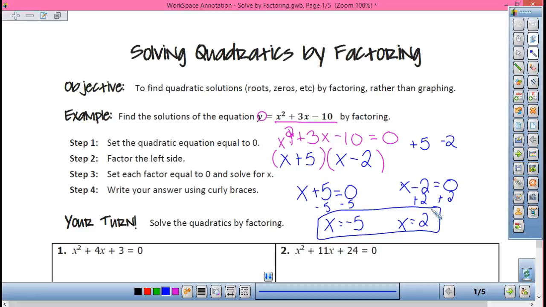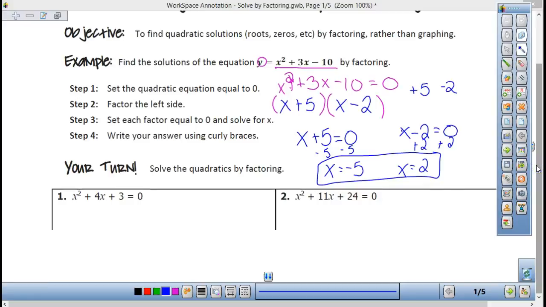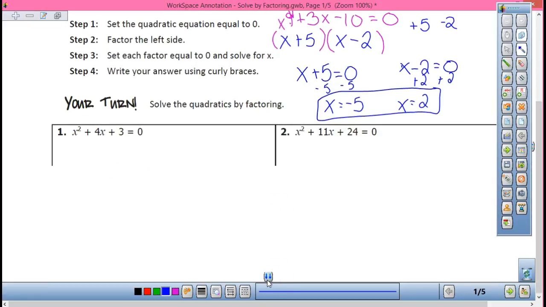Okay, so things that you need on your paper. Most of the time it's going to give you your equation. You need your two factors on there. You need to set them equal to 0, and then your answers. So, number 1. Okay, so we've got our equations. Now we have to make our factors.